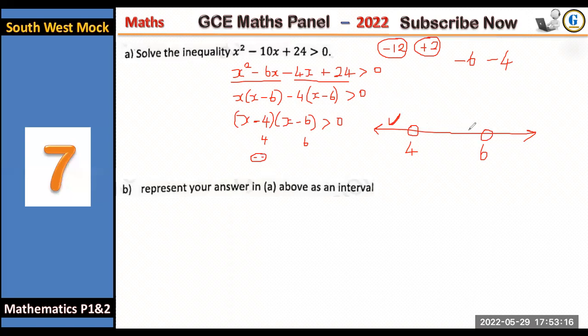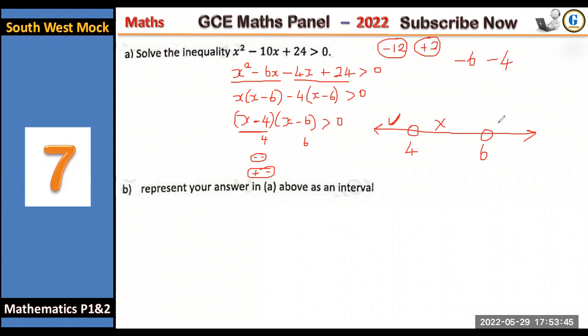Now let's take a number between 4 and 6. Let's take 5, for example, and test. In this first bracket here, 5 minus 4 is positive, right? Yes, sir. And then the second bracket, 5 minus 6 is negative. Right? Yes, sir. The positive and negative is a negative number. Is a negative number greater than 0? No, sir. It means that this region in between 4 and 6 is the wrong one.